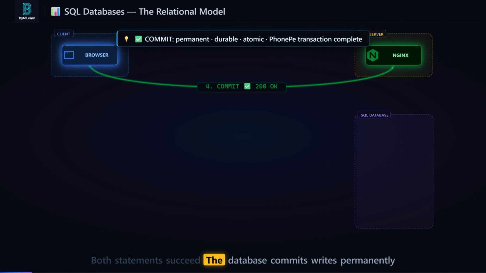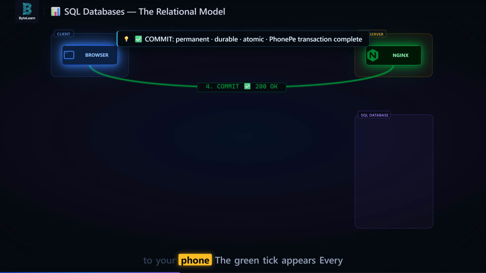Both statements succeed. The database commits, writes permanently to disk. The API server returns HTTP 200 to your phone. The green tick appears. Every step of this used the SQL relational model to guarantee your money went exactly where it was supposed to go, with zero chance of a half transaction existing.